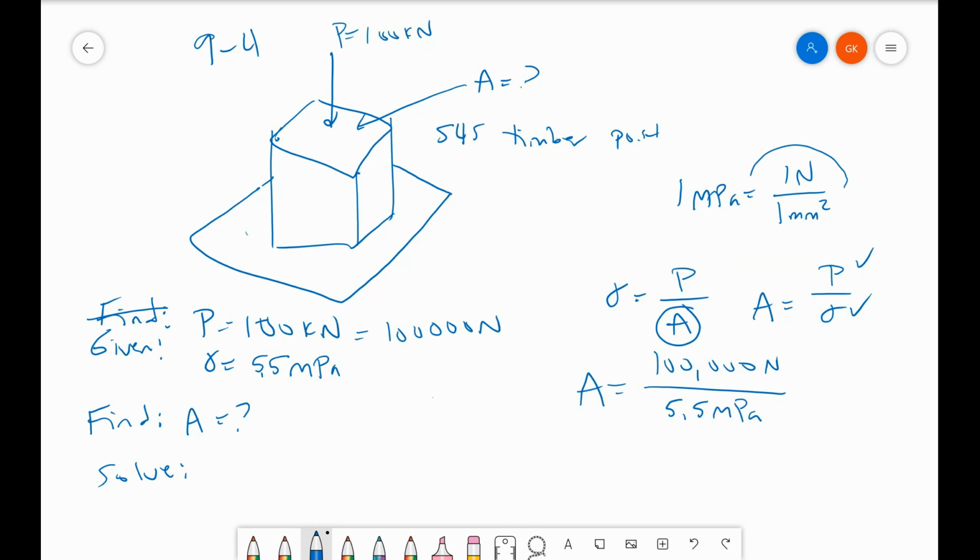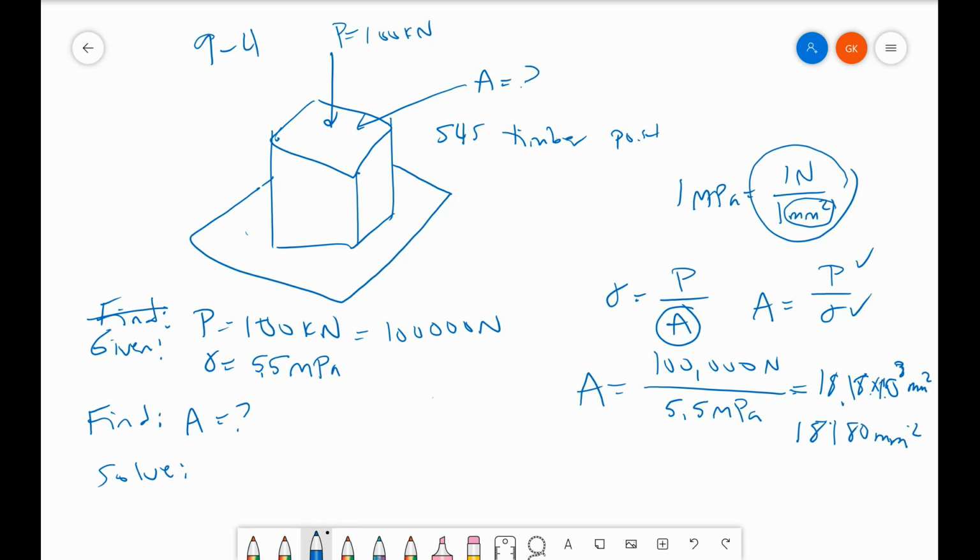What I remember from this is that the area should pop out in millimeters squared. Not even going to worry about doing the cancellation. What I get is that I have 18.18 times 10 to the third millimeters squared. Sorry, my pen is giving out on me a little bit there. Okay, 18.18 times 10 to the third millimeters squared, or 18,180 millimeters squared.